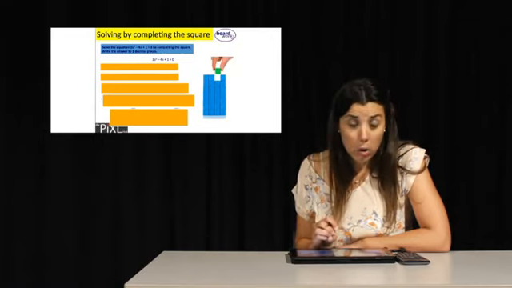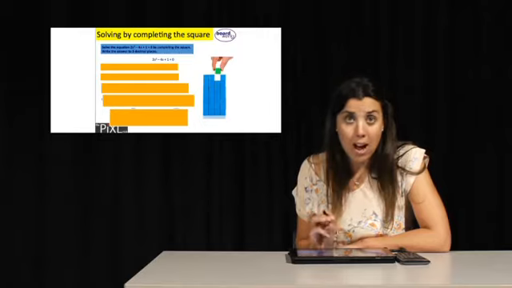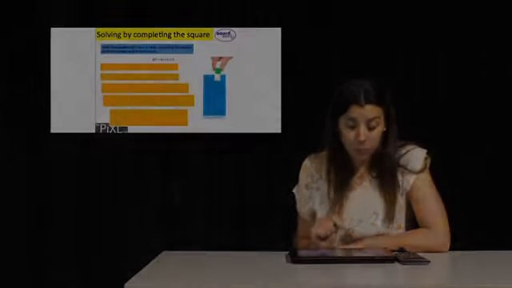Our last example for completing the square is another quadratic. However, this time the coefficient of x squared is not 1. So complete the square and then solve for x. You have 4 minutes, off you go.